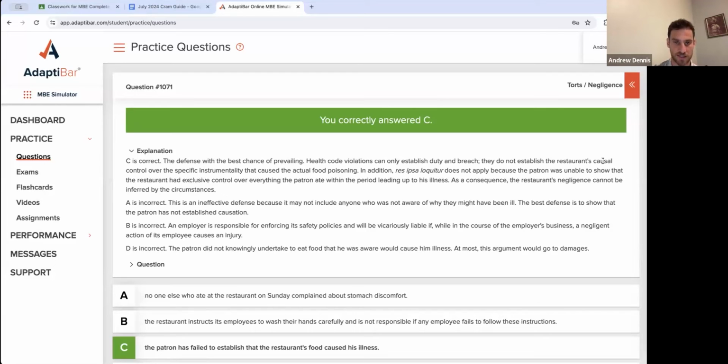A is incorrect. This is an ineffective defense because it may not include anyone who is not aware of why they might have been ill. The best defense is to show that the patron has not established causation. Just because you didn't cause it with anyone else doesn't mean you caused it with me. C is a better answer.